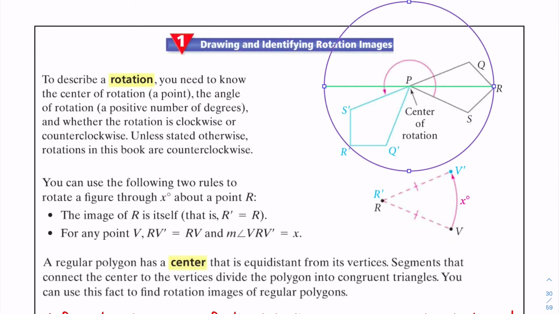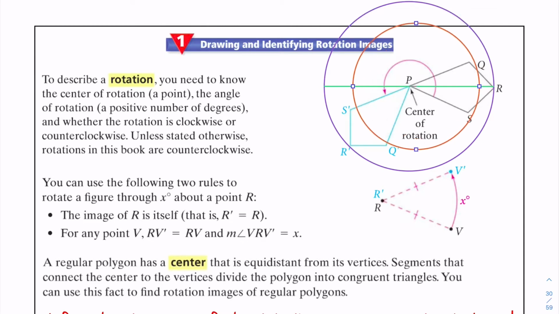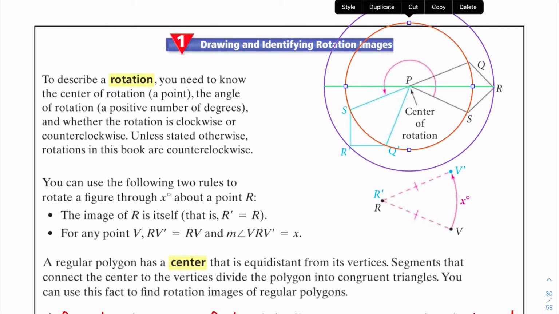And then here the center is, here we have the center at P. I'm going to try to center this as best I can. I'm going to use this line I drew to kind of help center it. We're going to make this larger until I get to go through Q and S.